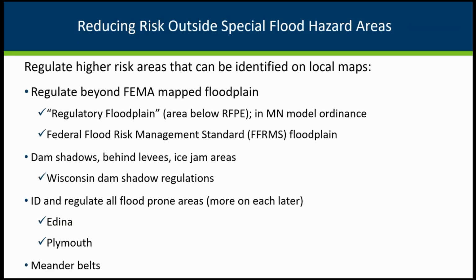Let's look at some other ways to reduce risk outside of our mapped special flood hazard area. We have a couple different approaches that we show in our model ordinance, and then I'm going to talk a little bit about dam shadows, other local flood-prone areas, and meander belts.